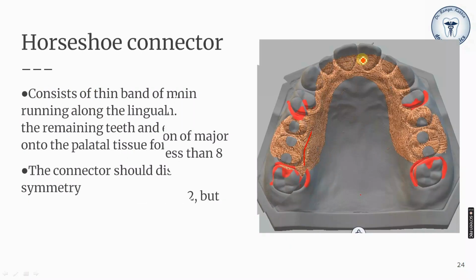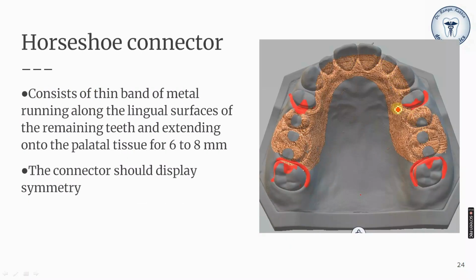Now, the horseshoe connector. It is shaped like a horseshoe, hence it is called the horseshoe connector. It consists of a thin band which runs over the lingual surface of the remaining abutment teeth and extends towards the palate. The width of this connector should be 6 to 8 mm, and there should be symmetry between both sides. There should not be any change of design. They should be similar to each other. Only if it is like this is it called a horseshoe connector.